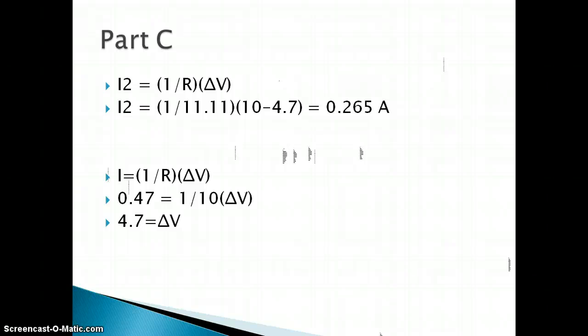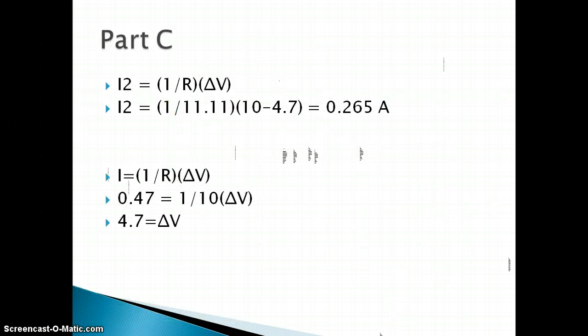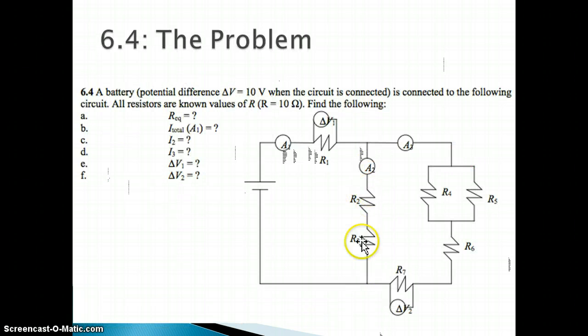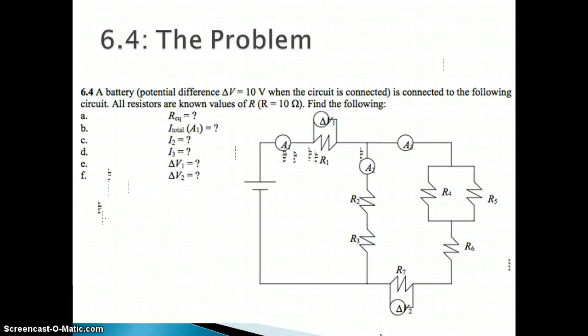In the next part, which is part C, we want to find I2. And I2 is right here. That's where the ammeter is, so that's where we have to calculate I2. And since it's within this region, we want to look at R2 and R3, and the resistance there is 11.11, like we've calculated in part A. So we use that value, so it's 1 over 11.11. And we want to find the delta V at that region too. So what we want to do is subtract the delta V at this region from the total delta V.